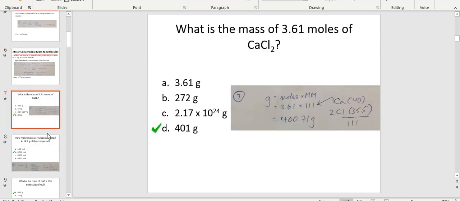What is the mass of 3.6 moles of calcium chloride? All right. So what is the mass? I'm asking for mass. I give you moles. You would use this formula here. Find your answer. Okay. And again here, 400.71. You would round up to 401 grams.